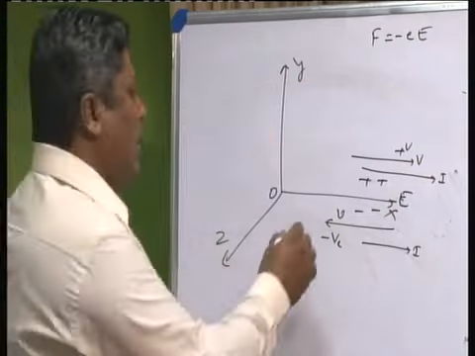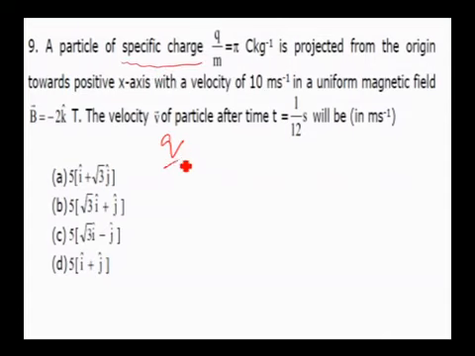Okay. Now we'll move to the next question, that is question number 9. This is a very interesting question. This is question number 9. In this question it is given that a particle of specific charge is given. You know what is specific charge? That is Q by M. In chemistry we used to call it the charge by mass ratio also.